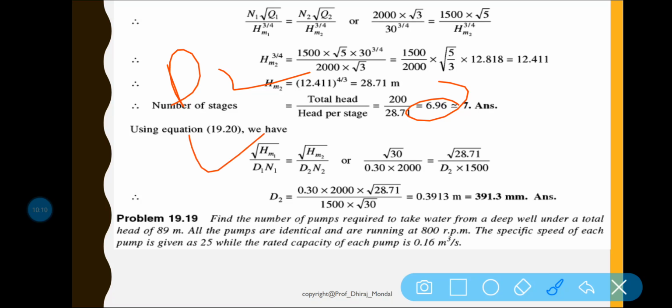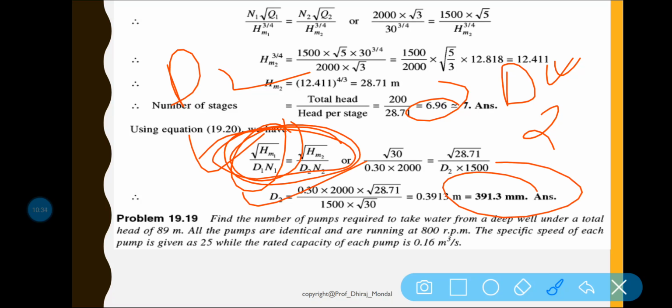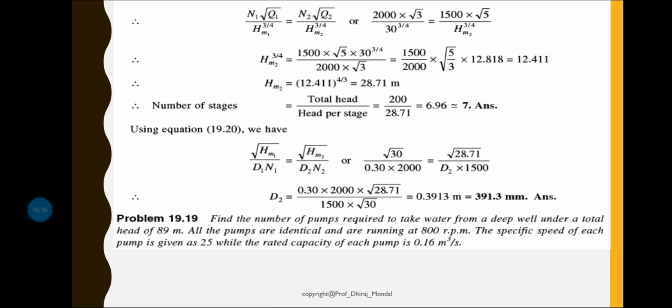How can we compare? First of all, you have to know what the given data is and based on that what you have to find out. So you have to find out d2. What is the relation between d2 and the rest of the parameters? We know the relation root Hm by dn is equal to constant. Just put the values and you will get d2, that is 391.3 millimeter.